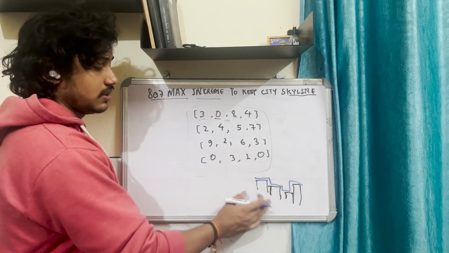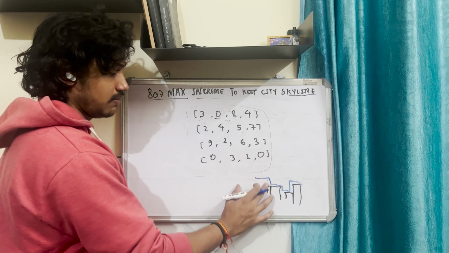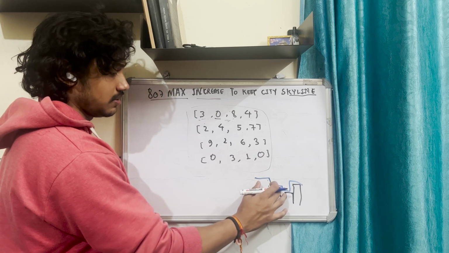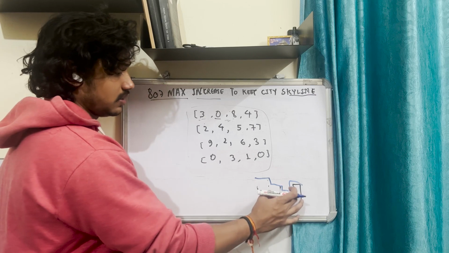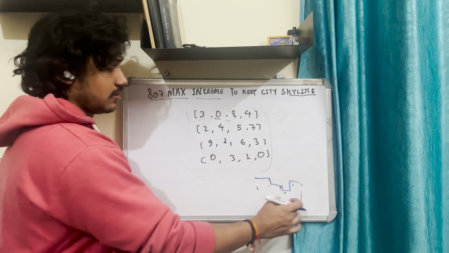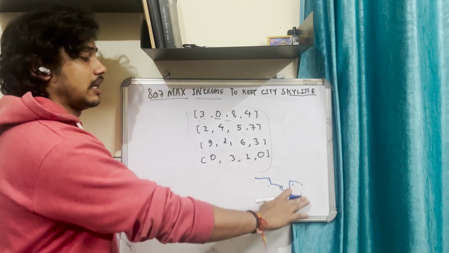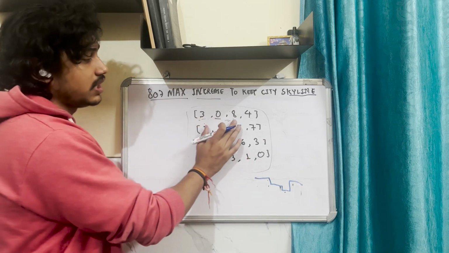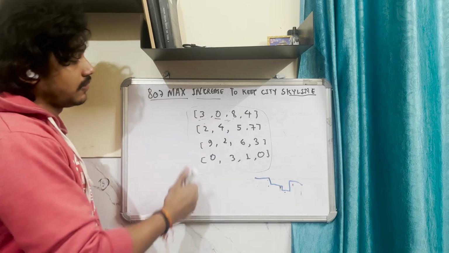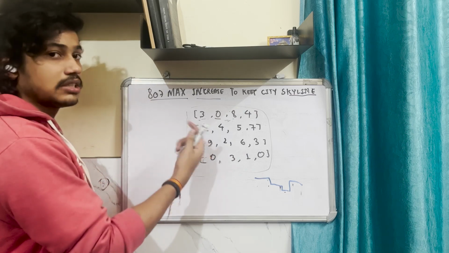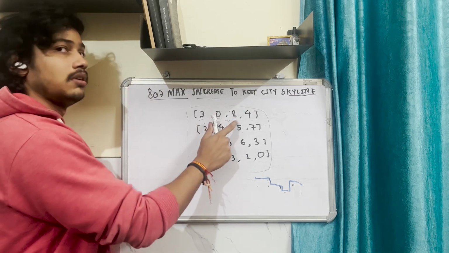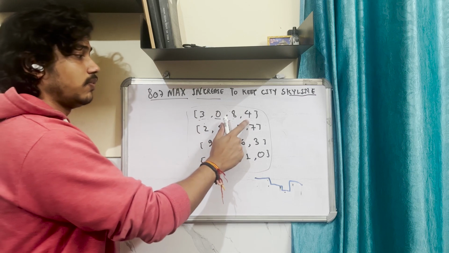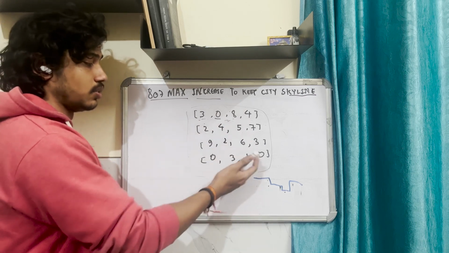I hope you can see. I don't have very good drawing skills, but if I remove this building, this is the skyline of those buildings. Similarly here, these are the various heights of the buildings. Like this is of 3 floors, 8 floors, 4 floors, 2, and so on.